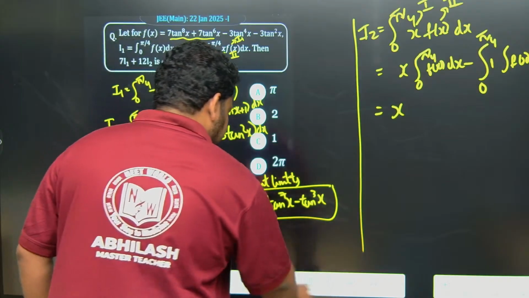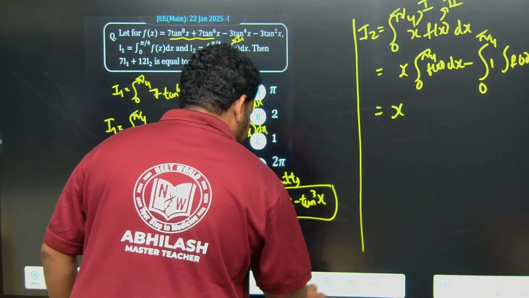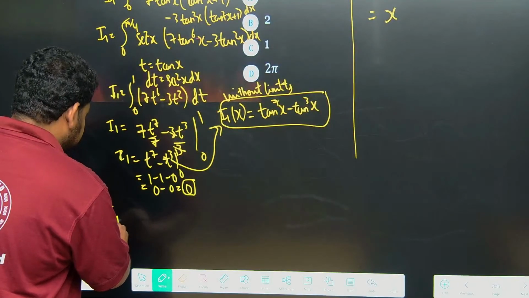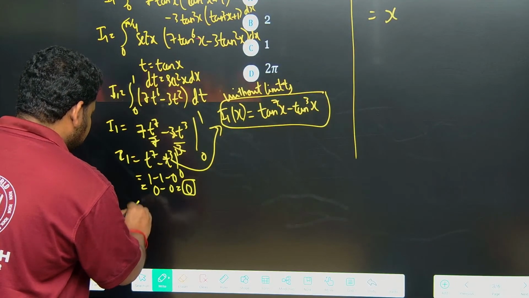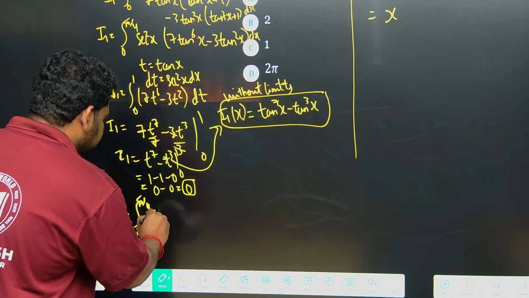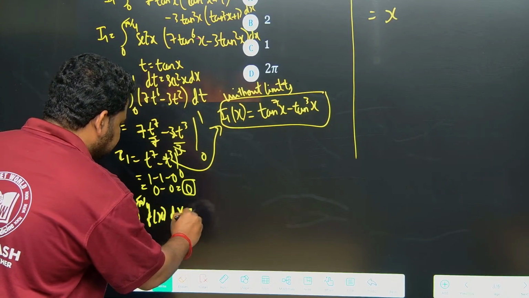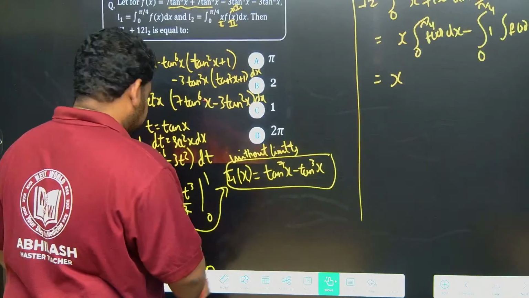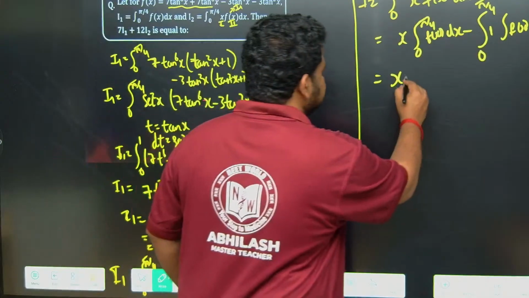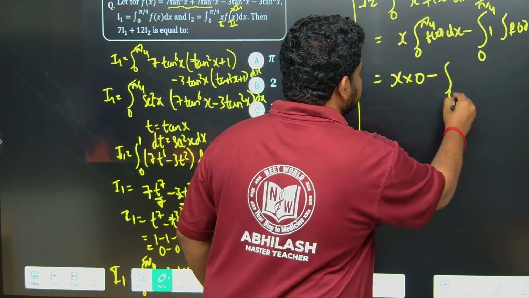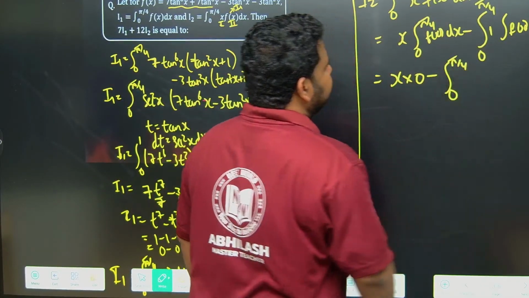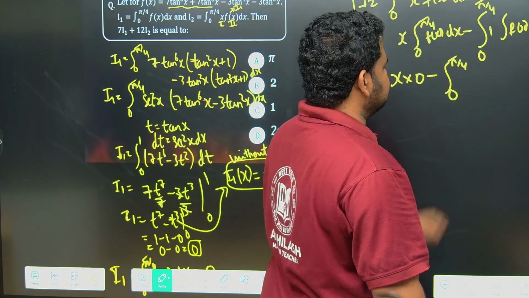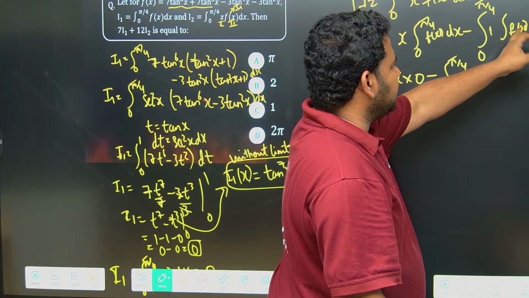You have to understand this. Here I1 is nothing but the integral from 0 to pi by 4 of f of x dx, and I got the answer as 0. So here I can put the value as x into 0, minus the integral from 0 to pi by 4 of the integral of f of x dx.